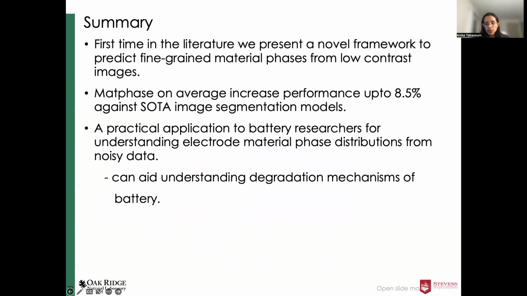And to summarize our points, for the first time in the literature, we present a novel framework to predict fine-grained material phases from low contrast images. On average, our framework increases performance by up to 8.5% against the state of the art. And finally, our framework can be a practical application for battery researchers for understanding the material phase distributions from noisy data. And hence, it can enable modeling battery degradation mechanisms.